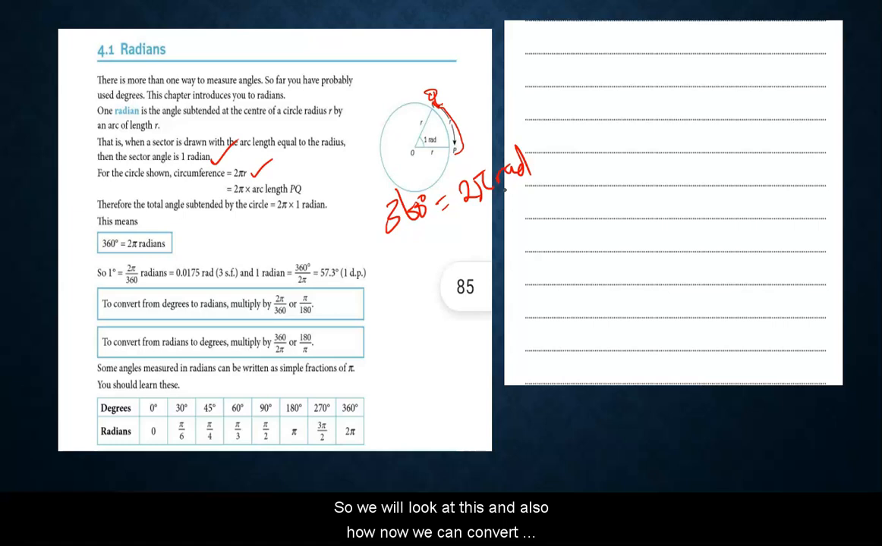We will look at how we can convert from degrees to radians and from radians to degrees. In degrees, 0 degrees is simply 0. 30 degrees is pi divided by 6. 45 degrees is pi over 4. 60 degrees is pi over 3. 90 degrees is pi over 2. 180 degrees is pi. 270 degrees is 3 pi over 2. And 360 degrees is 2 pi. We will look at how these come about and how we can convert from degrees to radians or from radians to degrees.